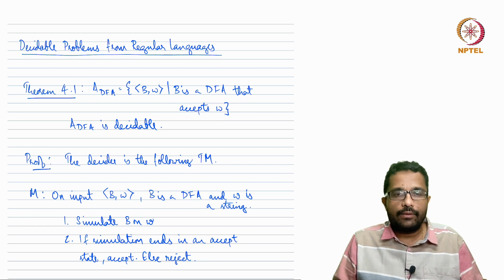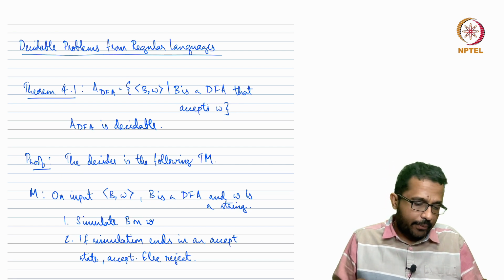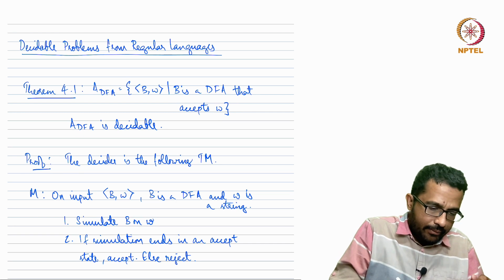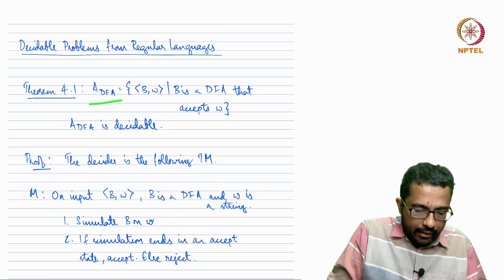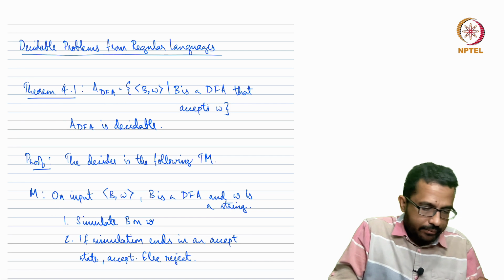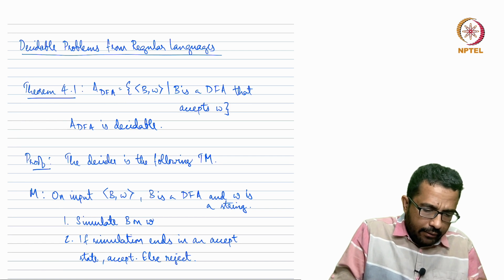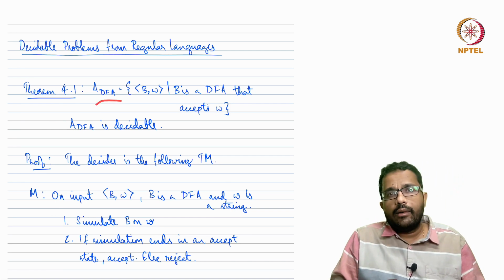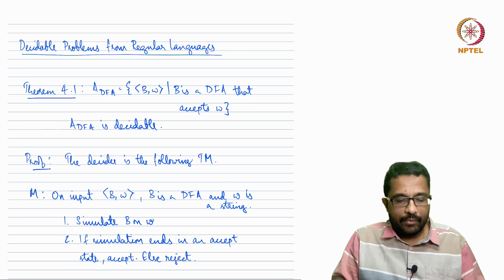So first let us see some examples of what I mean by problems based on regular languages, or problems based on DFAs. The first problem that we'll see in this lecture is A-DFA. A-DFA means the acceptance problem of a DFA, right?